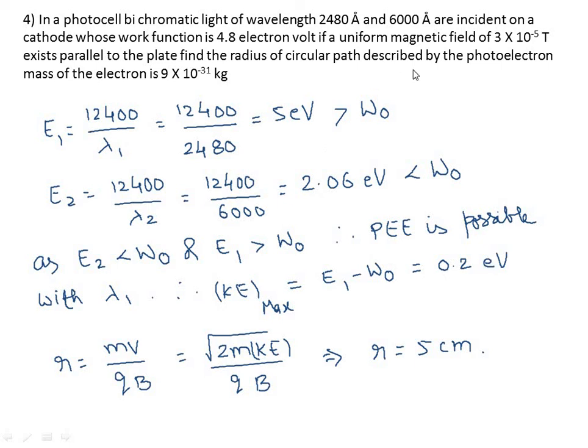Keep this aside. Look here, at the end we have been given that a uniform magnetic field of 3 into 10 power minus 5 Tesla exists parallel to the plate, and we must find the radius of the circular path described by the photoelectron. So the electron is moving in a circular path if the field is parallel to the plates. Then, if a charged particle is moving in a circular path in a magnetic field, what is the expression for the radius?